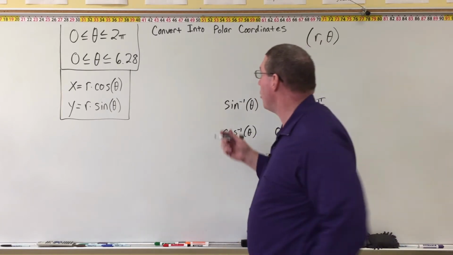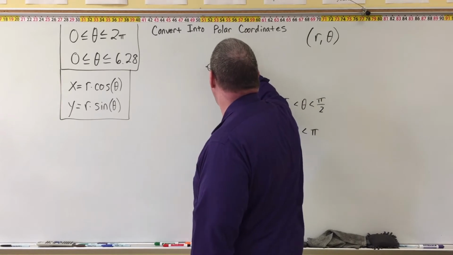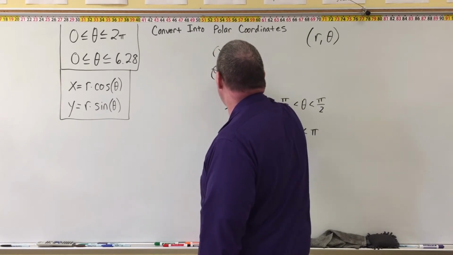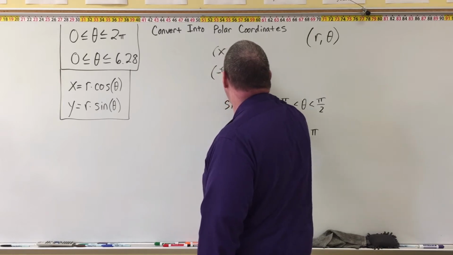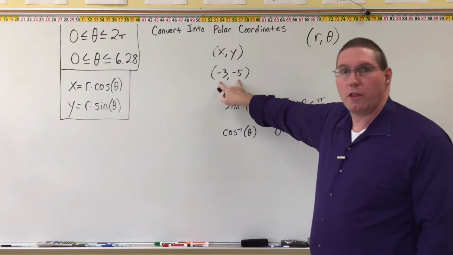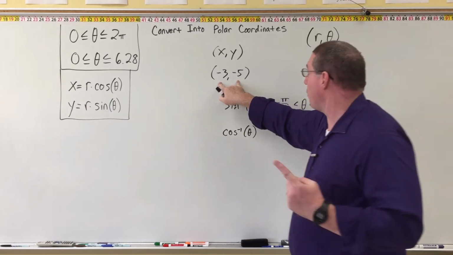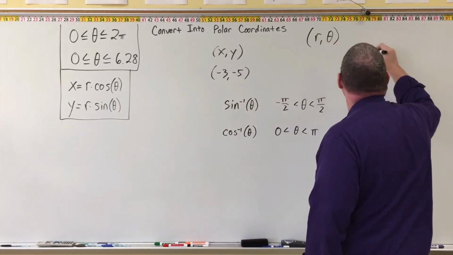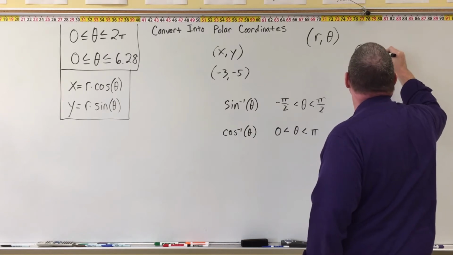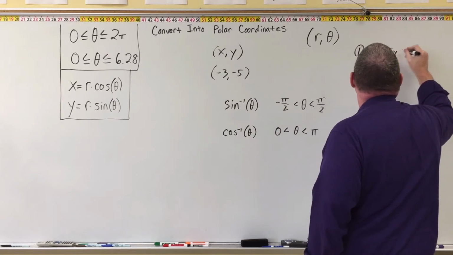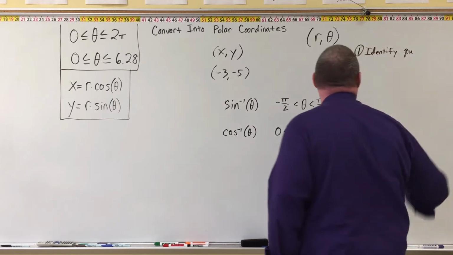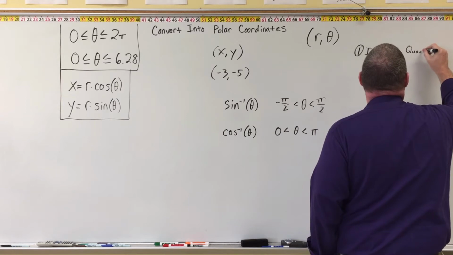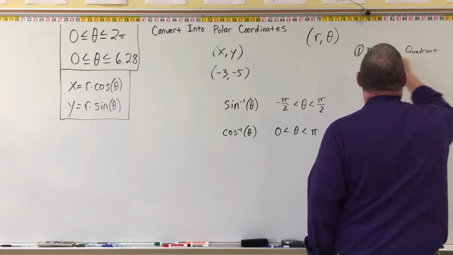Well, that's easy to determine, because if the xy coordinate that you're converting from is like negative 3 and negative 5, you know that this is in the third quadrant. So the very first thing that you have to do to make this conversion is identify the quadrant. We usually do quadrant in capital. Identify the quadrant of the point.